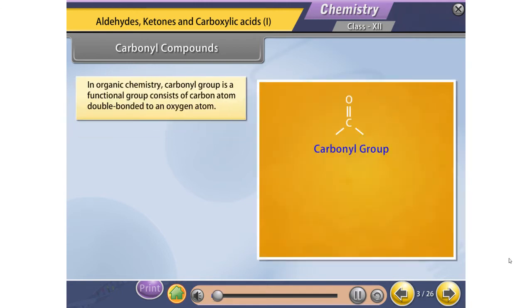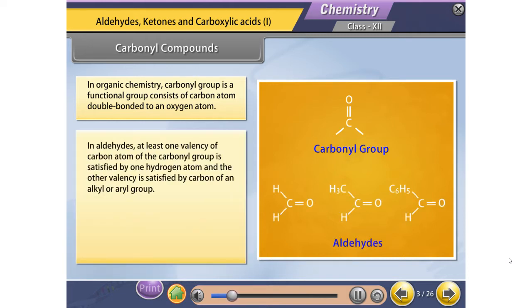In organic chemistry, the carbonyl group is a functional group consisting of a carbon atom double bonded to an oxygen atom. In aldehydes, at least one valency of the carbon atom of the carbonyl group is satisfied by one hydrogen atom and the other valency is satisfied by the carbon of an alkyl or aryl group. Thus, the functional group of aldehydes is CHO.